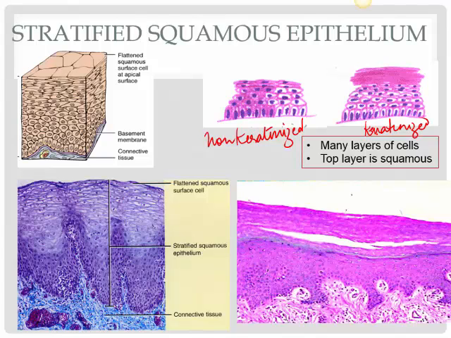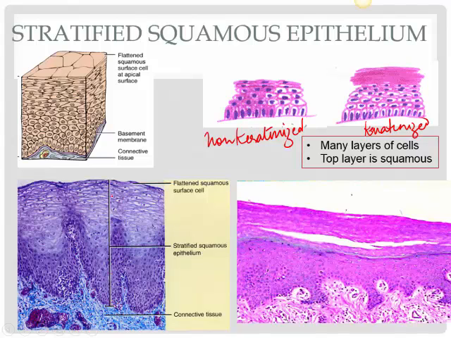See the difference between the two. In both of them you have many layers of cells. The top layer of cells is flat. In the non-keratinized type of epithelium, you can see the nuclei right up to the top layer of cells. So you see the nuclei right up to the top layer of cells.